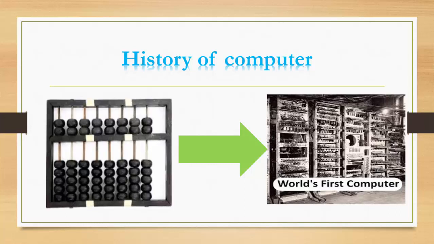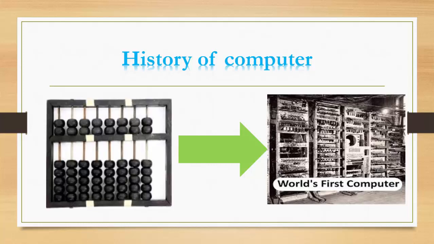Students, in the previous lessons, we discussed the definition of the computer, the functionalities of the computer, and also the advantages and disadvantages of the computer. In this lesson, students, we will discuss the history of the computer, and it's the fourth lesson.